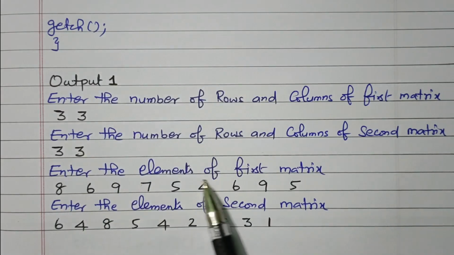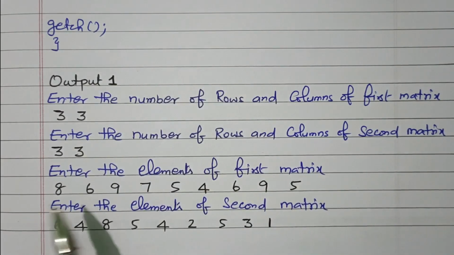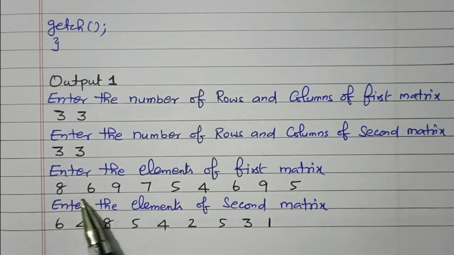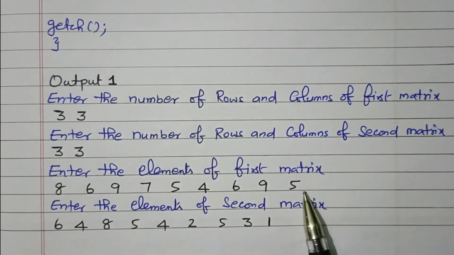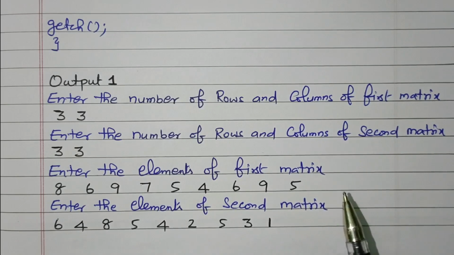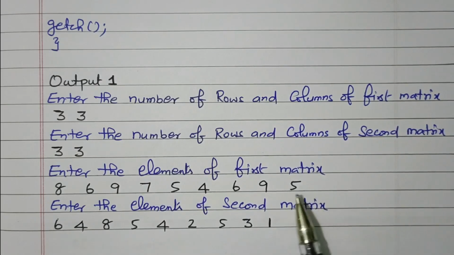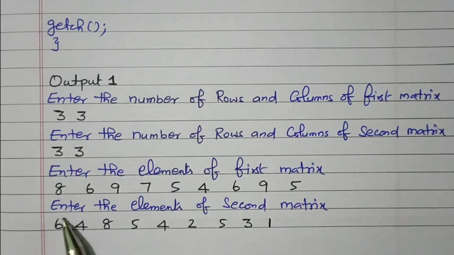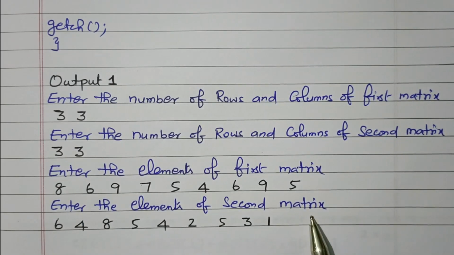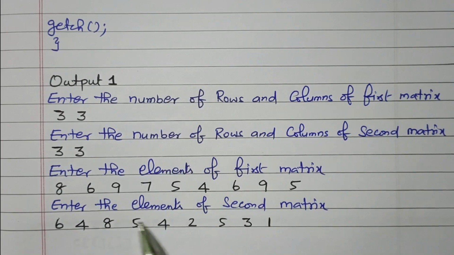Then enter the elements of the first matrix. The same values we used in the example are entered, 9 values. If we enter a 10th value, it is not a problem. It will not accept it, and it will not store it in that location. It will only accept 9 values. Then enter the elements of the second matrix. So the elements are entered.